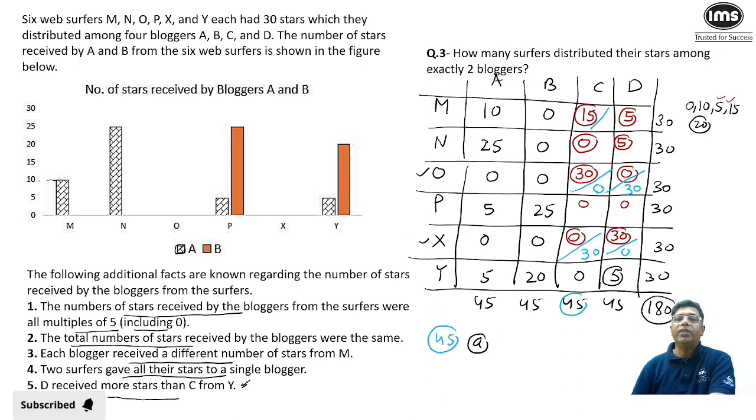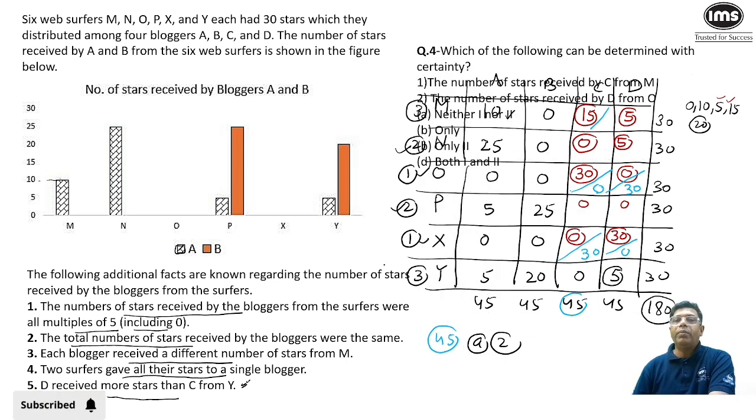How many surfers distributed the stars among exactly 2 bloggers? Now, M is distributing stars to 3 bloggers. N is distributing to 2. O is to 1. P is again to 2. X is again to 1. And Y is to 3. So there are 2 people, N and P, who are distributing their stars to exactly 2 bloggers. So the answer for this question is going to be 2.